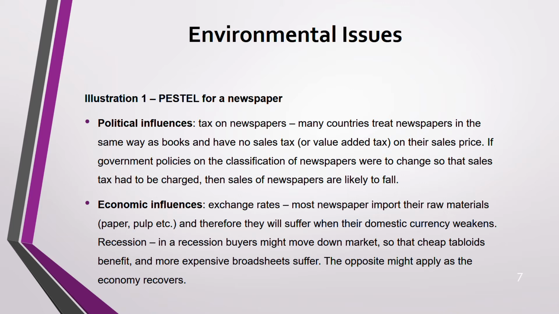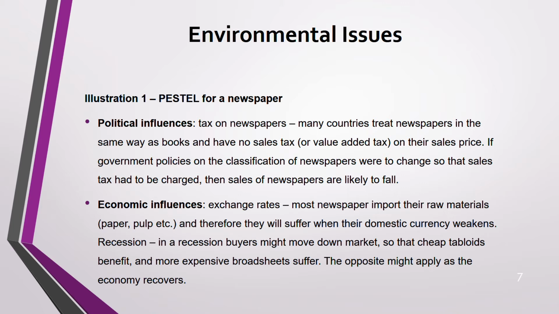How? Because most newspapers import their raw materials from outside. Wherever import and export come, exchange rate comes into the picture. Most newspapers need materials, where the paper and pulp come from outside. So when their domestic currency weakens, they will suffer because it will be more expensive for them to buy that paper and pulp. Especially in recession, what happens?